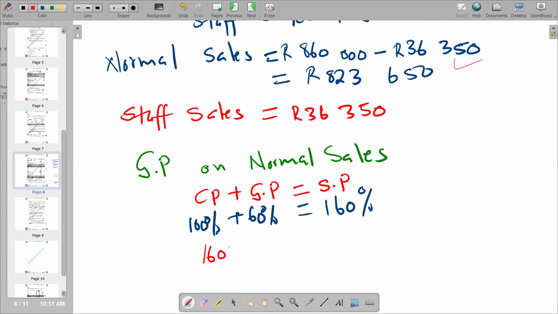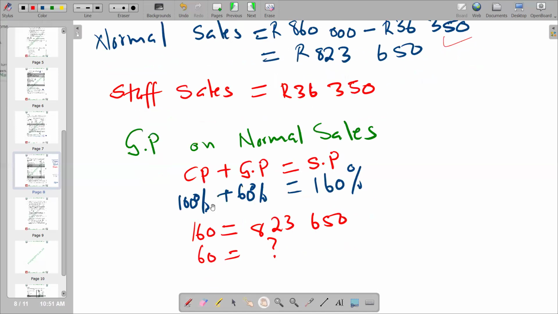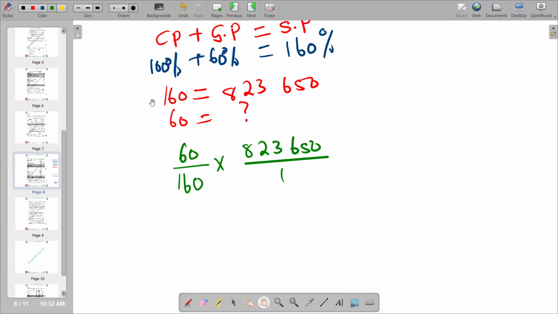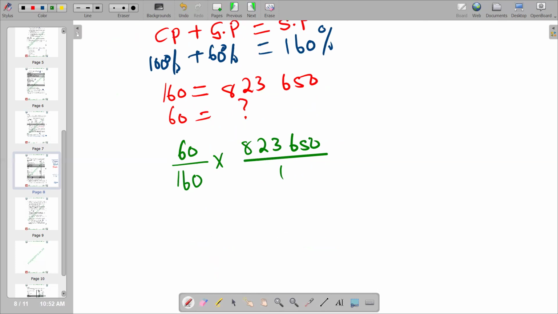This is our normal sales. So we are going to say 160% is equal to 823,650 rands. And then the figure that we are looking for is the gross profit, which is 60%. Whereby we are going to just use simple proportion, whereby we say 60 over 160, and then we multiply by the given figure, which is 823,650. So I will calculate it like that.